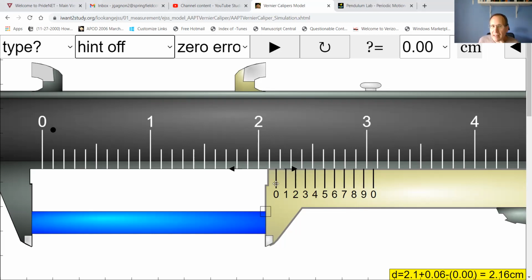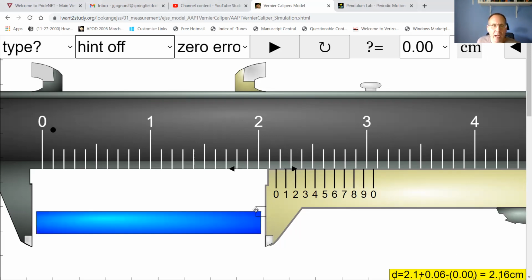So to get the exact last digit, again, I look on this vernier scale and I ask myself, which one lines up best? We already know it's probably going to be like 6 or 7. So does a 2, 3, 4, 5? It looks like this one's kind of close. Sometimes you might be off by 1, but it looks like probably the 6 lines up best, right, with any line from above. So then you would read this as 2.16 centimeters. And again, that's what the value is here.